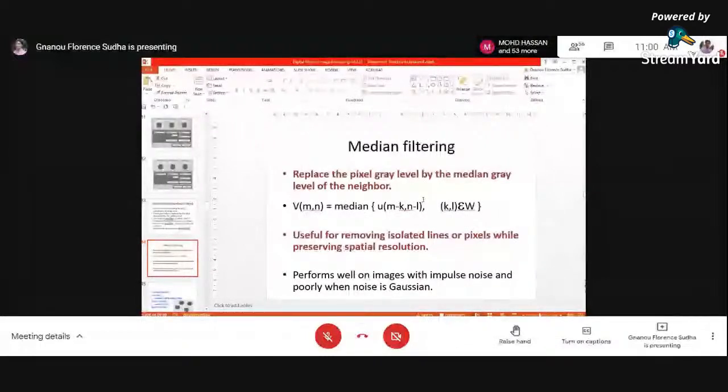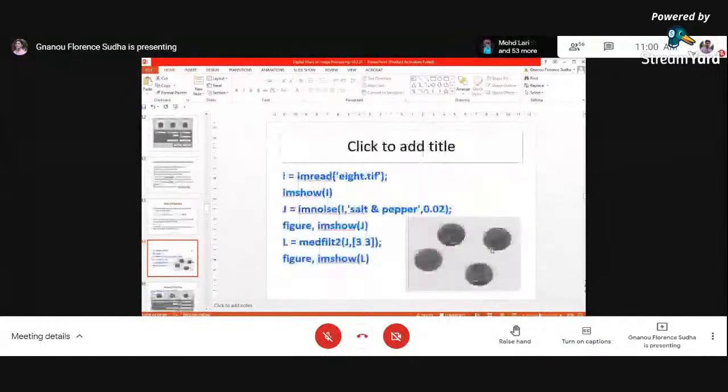So look at this example here. I have added a noise which we call typically salt and pepper noise, meaning black and white spots which are forming on the image. And if I use a median filter on this salt and pepper noise degraded image, then I get a very good result. So the median filter is better when compared to the average filter.